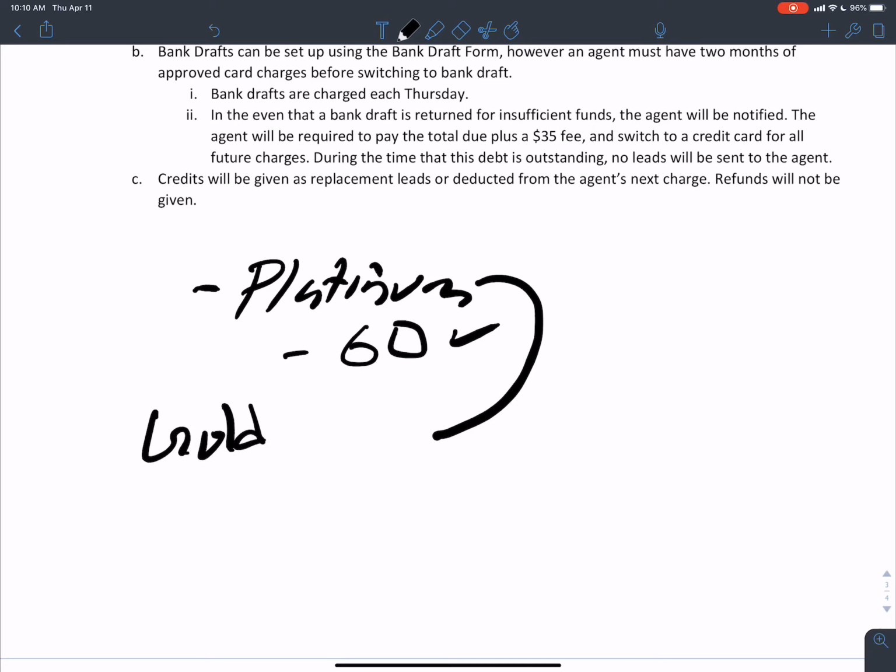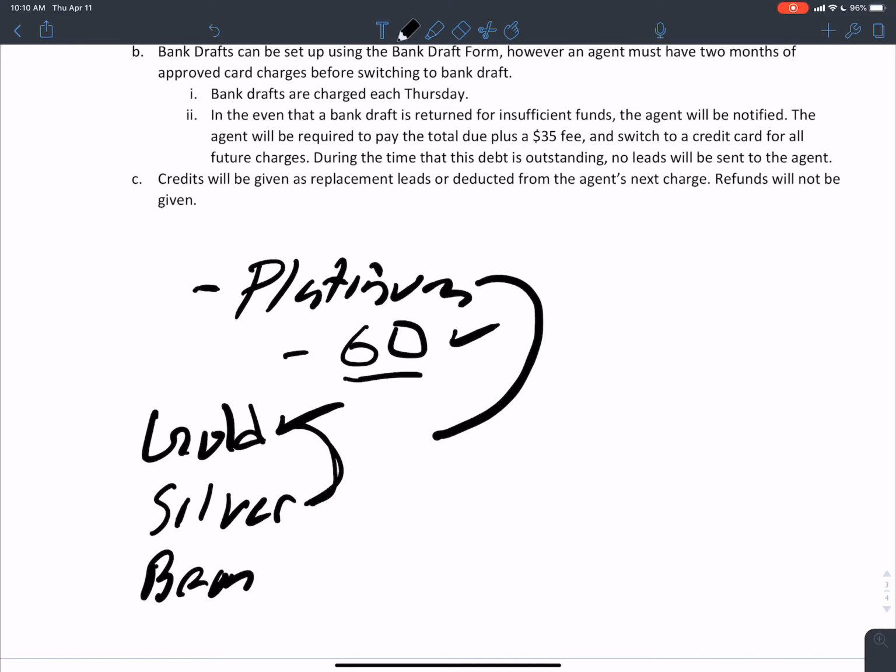Okay? Gold leads will sit in there. If it's sitting there for six months to a year and nothing happens, then it'll roll to a silver. Or if someone purchases it as a gold and they don't sell it within 60 days, then it will roll to a silver. And then to a bronze lead after that. That's kind of the life of the lead.